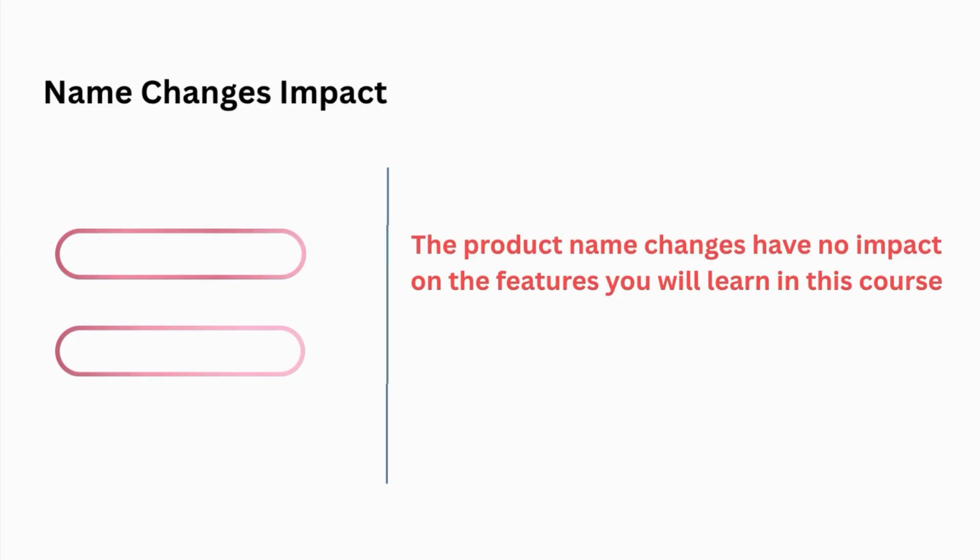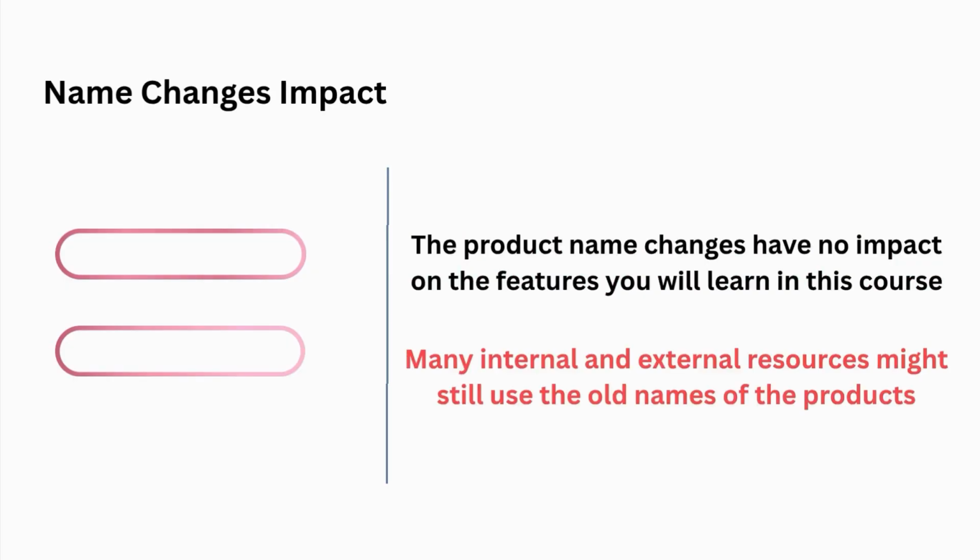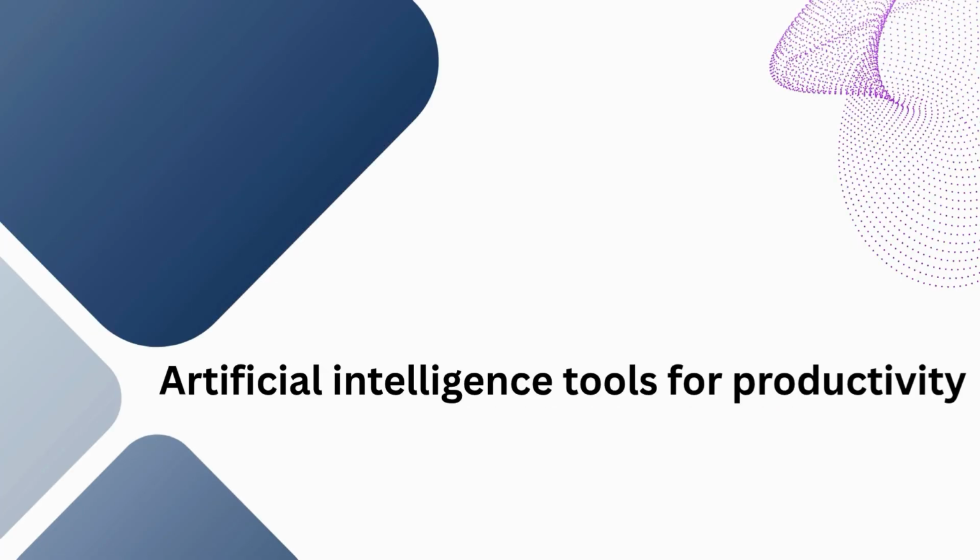Some older resources, like blogs or training materials, may still use the old product names, but they refer to the same tools. Next, we'll discuss the artificial intelligence tools for productivity.